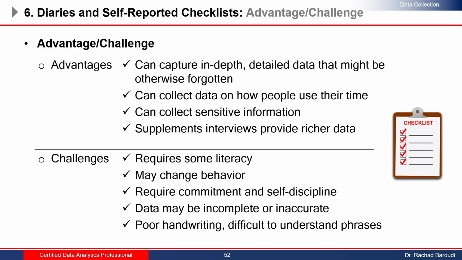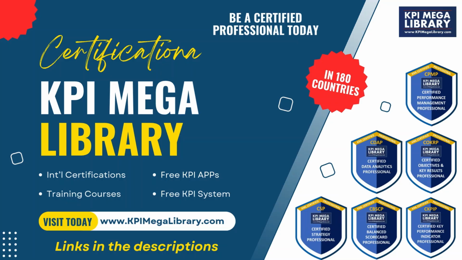Also, of course, we have a lot of challenges. It requires some literacy. It may change behavior because now you are a self-monitoring person, and this probably will push you to be more positive sometimes. It requires commitment and self-discipline to complete this task over and over on a daily basis. Data may be incomplete or inaccurate. You forgot one day to document. This is an issue. Poor handwriting makes it difficult to understand the phrases sometimes, especially in the open-ended questions.